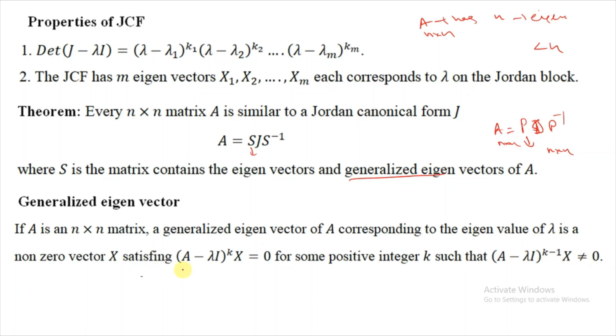So what does that mean? (A minus lambda I) to the power k x equal to 0 means x lies in the null space of (A minus lambda I) whole power k. That x belongs to the null space of (A minus lambda I) whole power k. This is a generalized eigenvector. Okay, now we'll see how to find a generalized eigenvector.